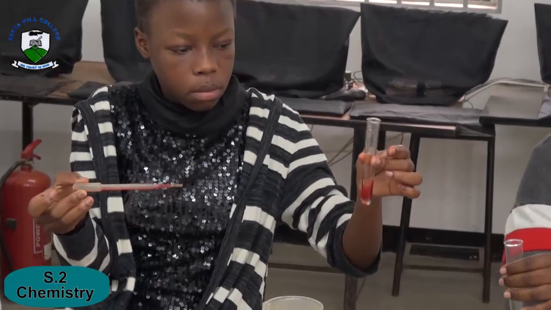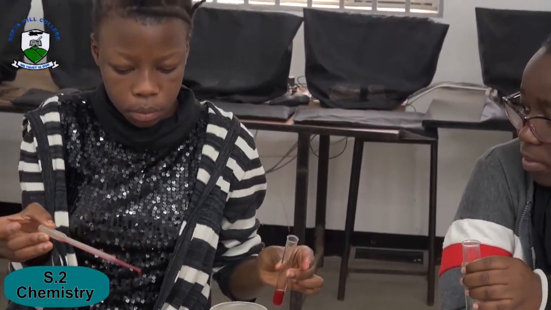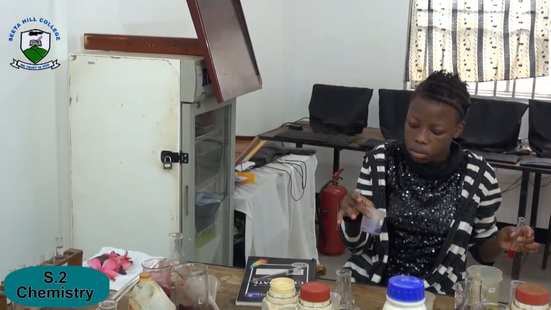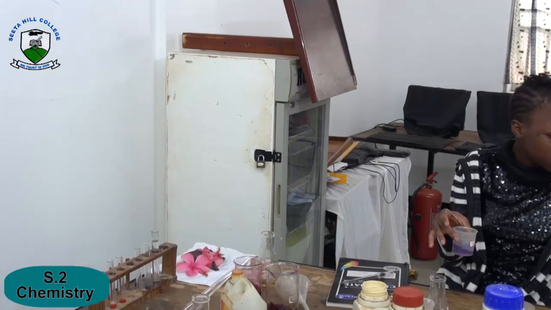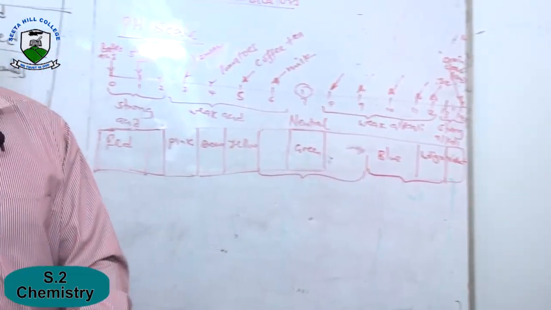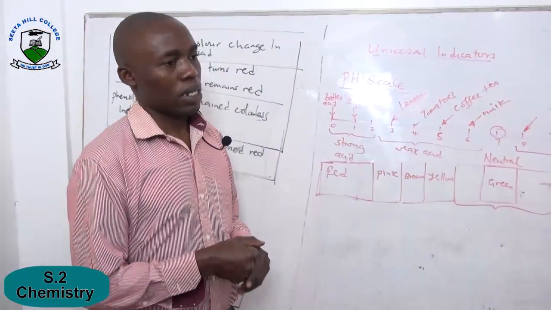You can point it, you see that it's red. Now if you use water and you drop in the indicator, it would show another color, green, not so? The universal indicator keeps changing color depending on the strength.